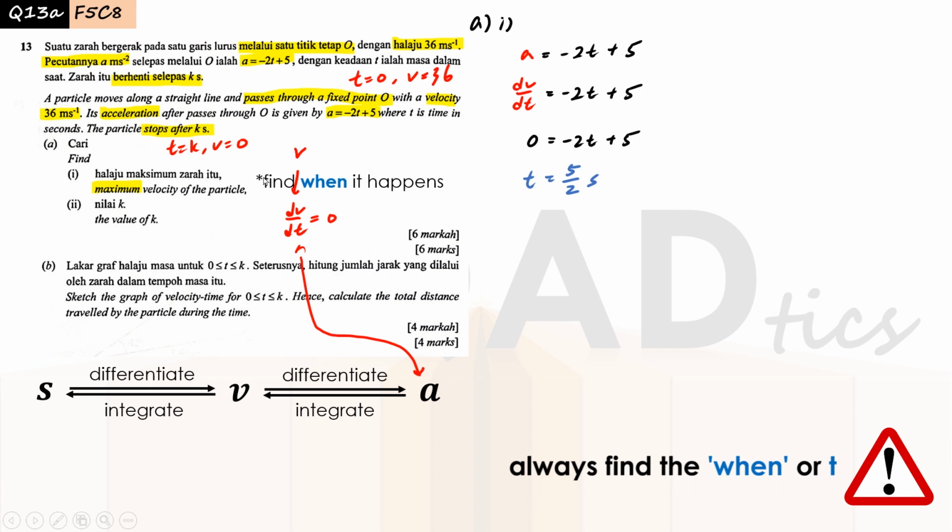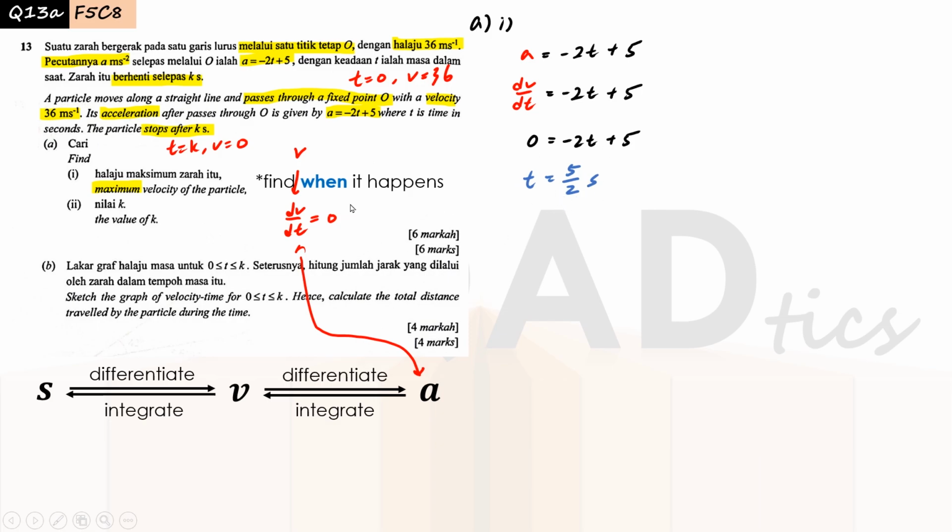Okay, so whenever we want to find the maximum velocity, the displacement, the speed, what we need to have first is to figure out when it happens. Okay, which is the t here. Okay, so now we have the t already. What we need to do is just substitute this t into the v equation to get the maximum velocity, right? But the issue is we don't have this, so what we can do is use the acceleration equation and integrate to get the velocity equation.